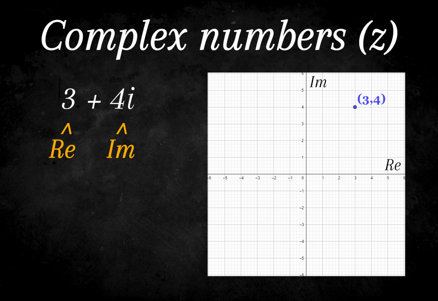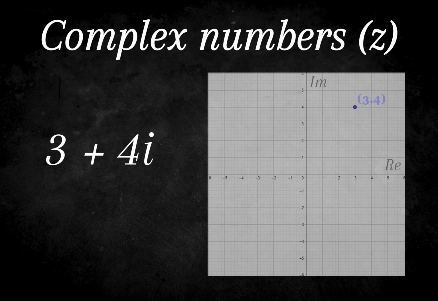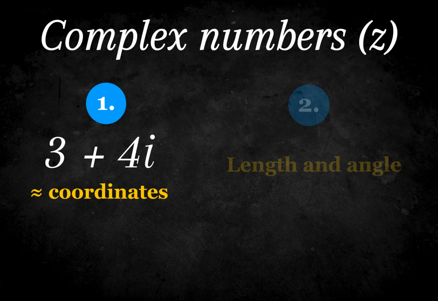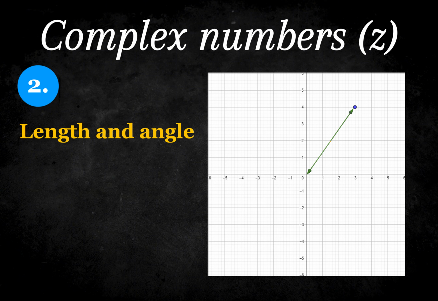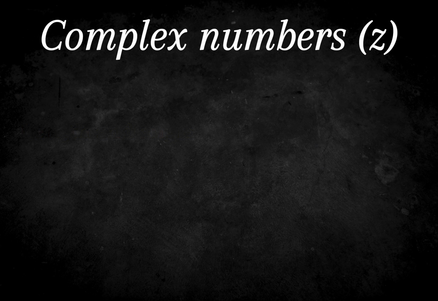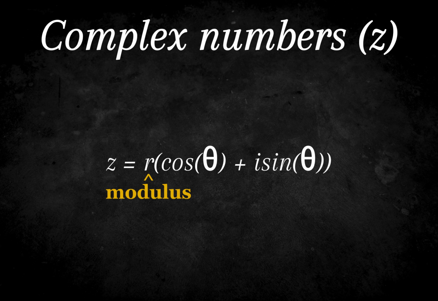That's useful because it lets us derive the trigonometric form as well. Instead of just describing a complex number by its coordinates, we can describe it by its length and angle. By the length, we mean the distance from the point in the plane to the origin. By the angle, we mean the angle that the line through the point and the origin makes with the x-axis. So the form is the modulus multiplied by cosine of the argument plus i times sine of the argument.